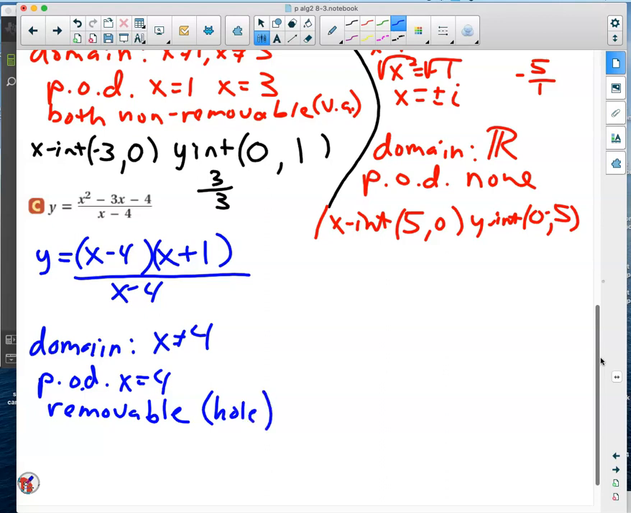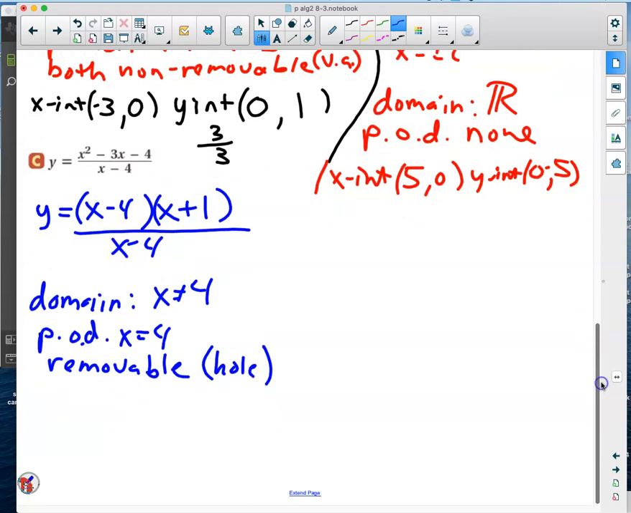Now, we need a little practice in finding the coordinates of a hole. So, we're going to figure out where this hole would be, and it's going to be at 4, something. How we find the something is we actually do the canceling. Does everybody see that x minus 4 would cancel out here? So we do the canceling and we get a new little formula: x plus 1. What's 4 plus 1? So now we already know where the hole is going to be. It's going to be at the ordered pair 4, 5. All right, domain, POD, removable. It's a hole.